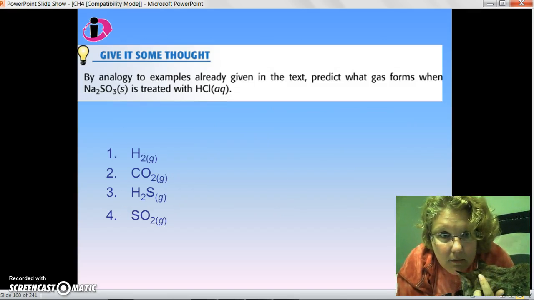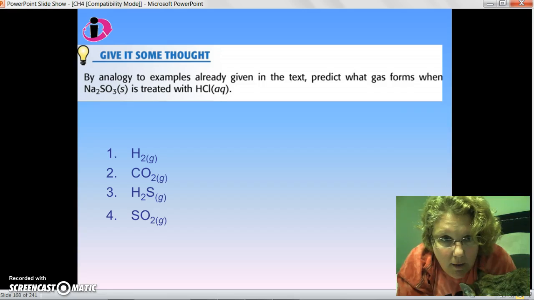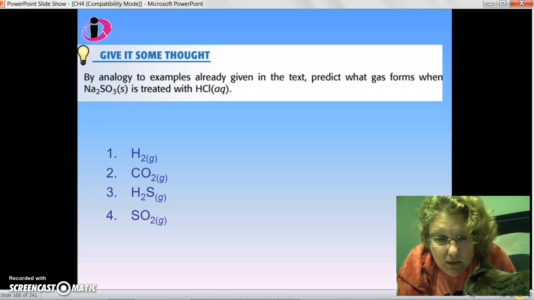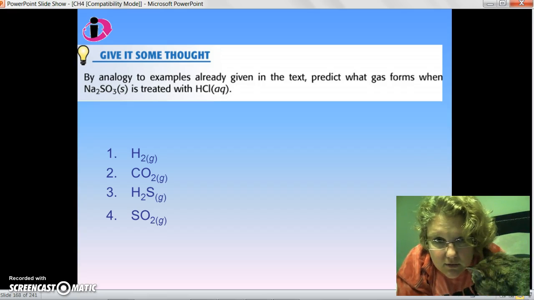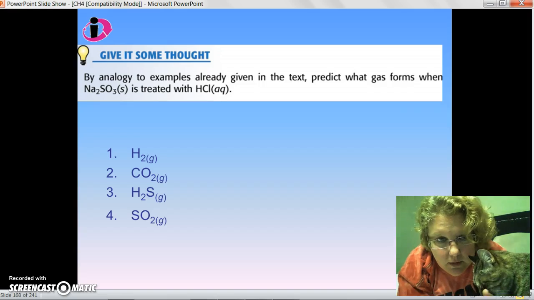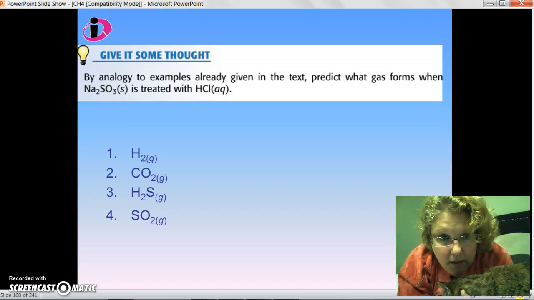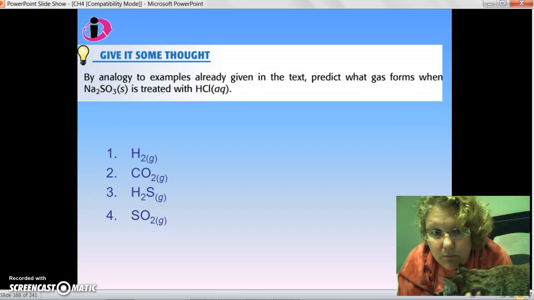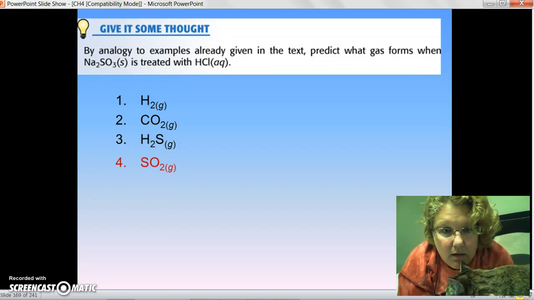All right, so here's some sample questions. By analogy to examples already given, predict what gas forms when sodium sulfite is treated with hydrochloric acid. So if we poured acid on that, what would it do? Okay, it would actually be an acid-base reaction, but we would get a little something extra. We would get a gas, sulfur dioxide.